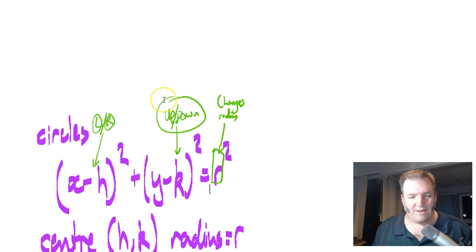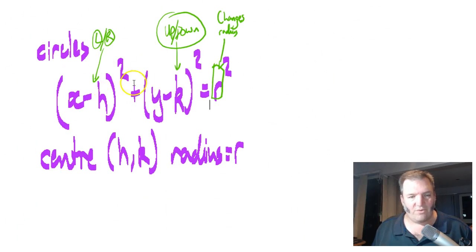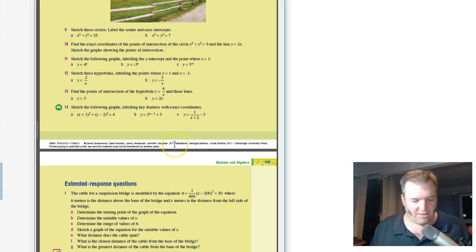Let's look at an example ourselves. That's what we need to remember. Left or right is by h, k is up and down, and radius r changes the radius. That's all we needed to remember. What a beautiful colour scheme I chose to do that.